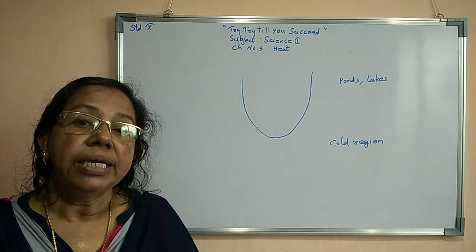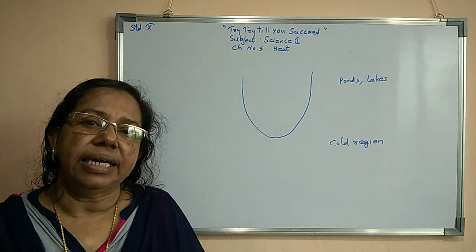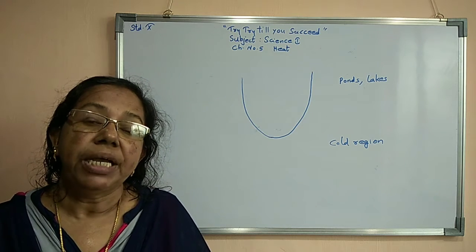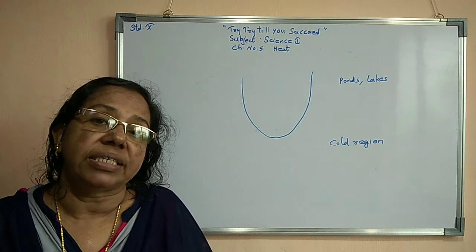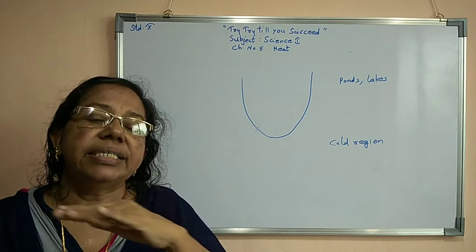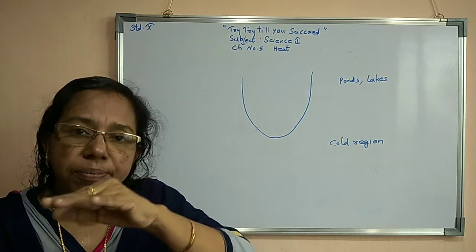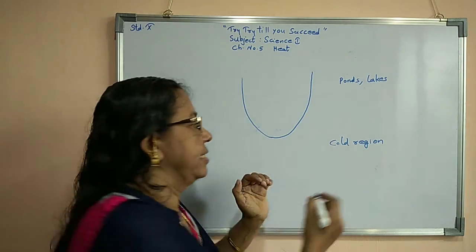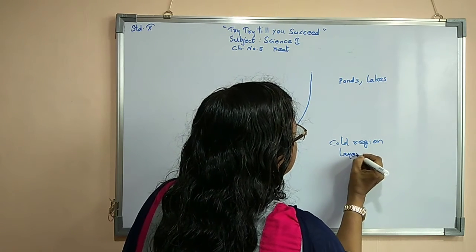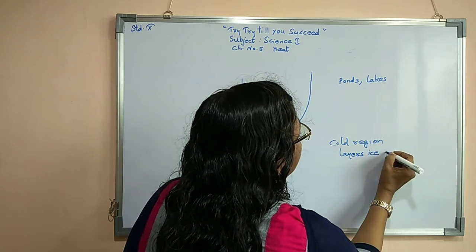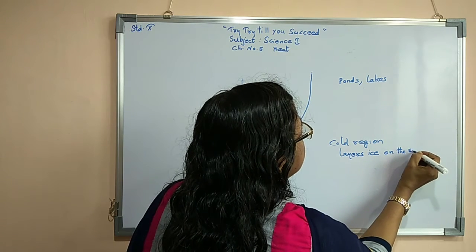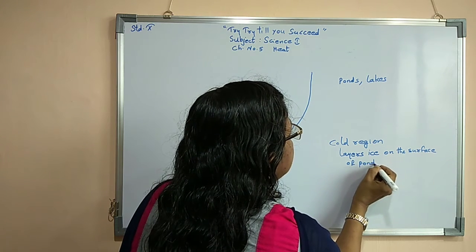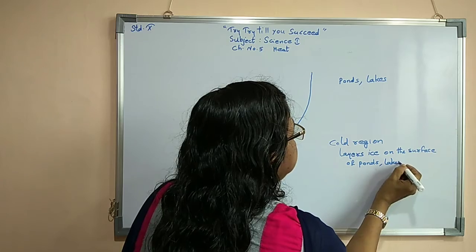During the winter season, there will be ice falling or snowfall in the region. As a result, the upper part of the water gets very much cooled. As a result, on the upper part of ponds and lakes you can find layers of ice forming on the surface of ponds, lakes, etc.